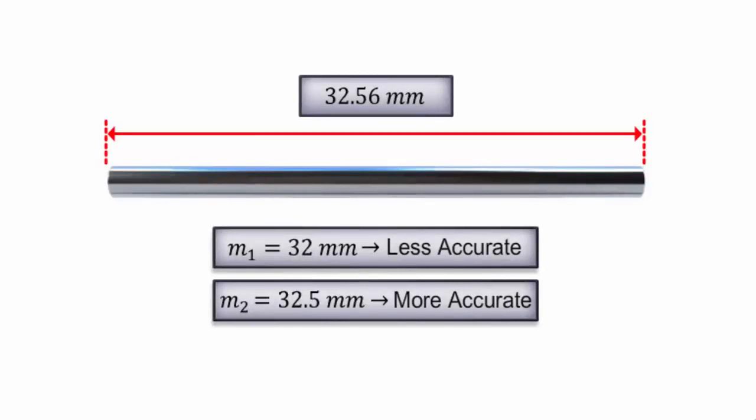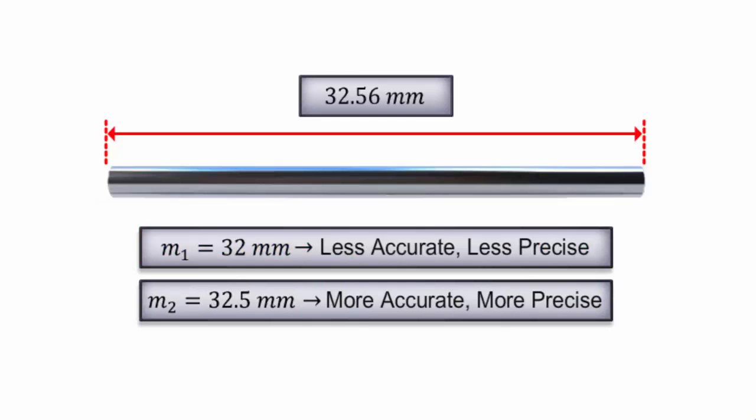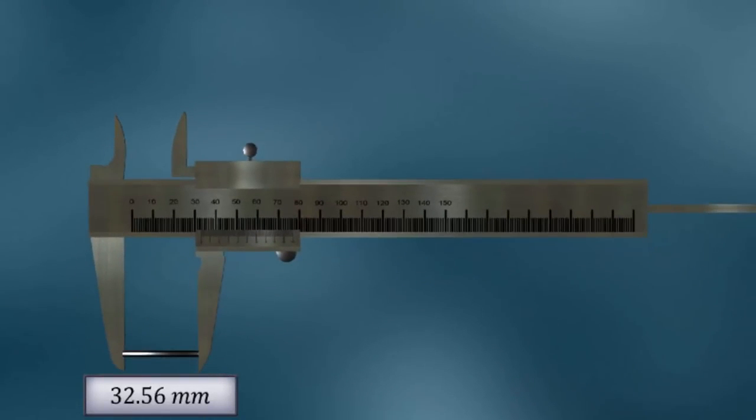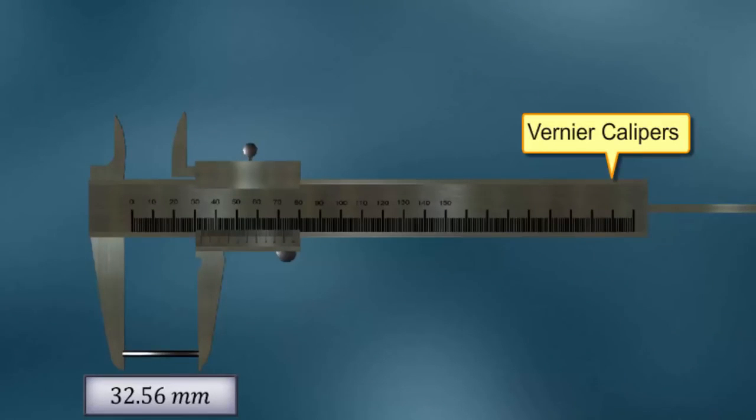Here, M2 is more accurate as it is closer to the object's true value than M1. Also, M2 is more precise as the resolution of the instrument used is greater than that of the first one. Any quantity that is measured should be accurate and precise, especially in science and technology.